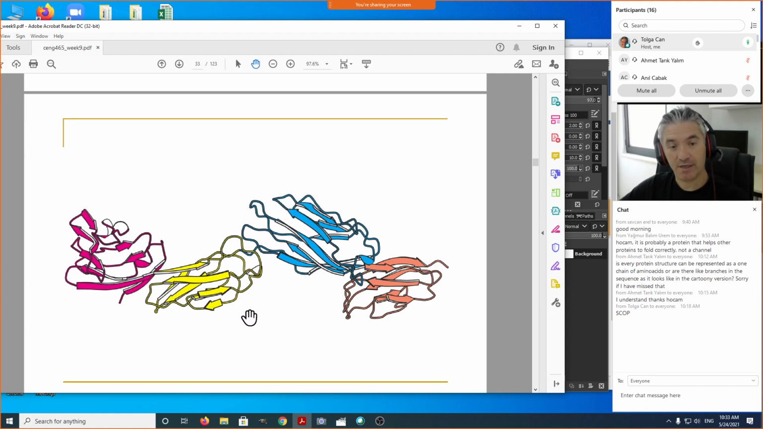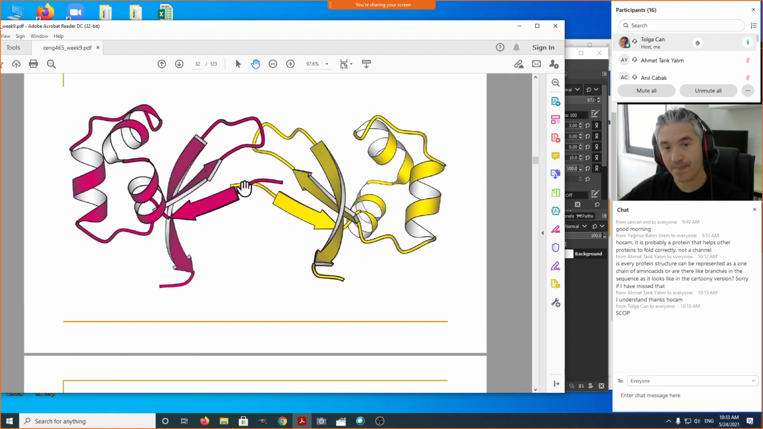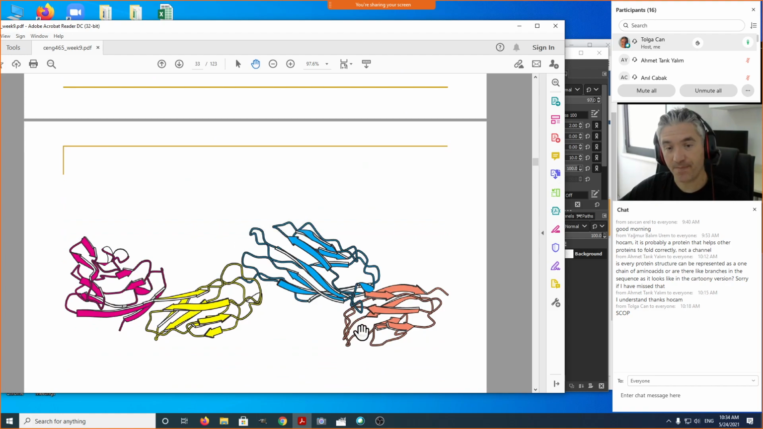Usually when we discuss these quaternary structures, for example, we call this a dimer. Dimer means two chains interact together to form the functional unit. This is a tetramer, again using this Latin numbering system to indicate this. Tetra means four, so it's a protein structure composed of four chains.